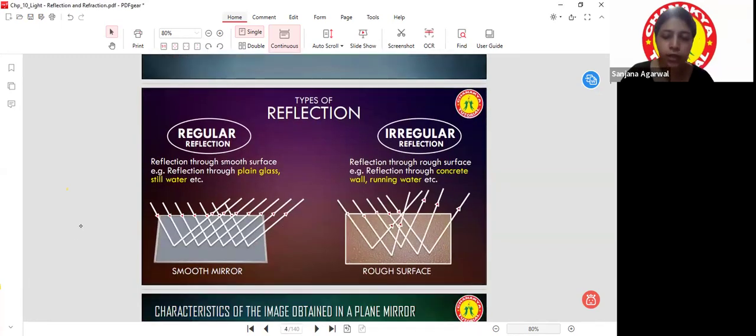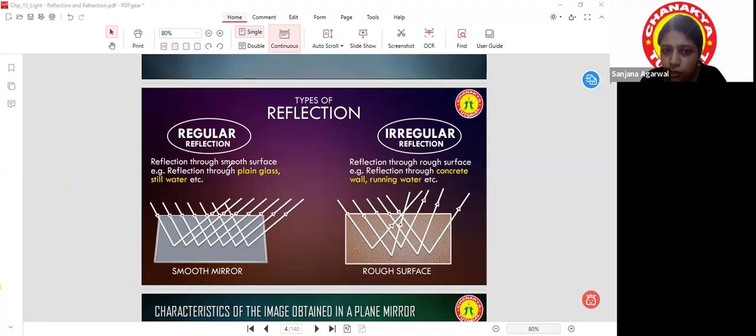Types of reflection. If reflection of light makes ourselves visible in the mirror, why do not all other objects also give us a clear image of ourselves? There is a difference. The type of surface on which the reflection takes place makes the difference between regular and irregular reflection.